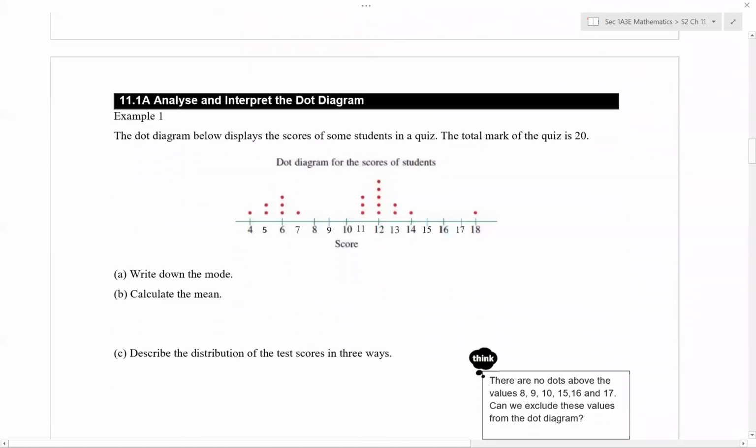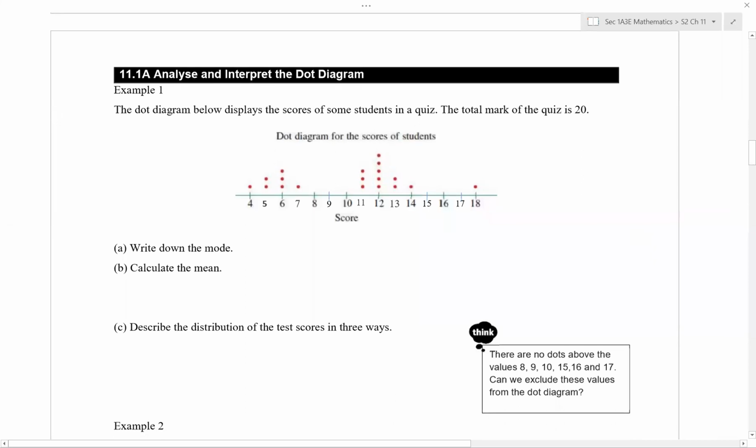So let's take a look at the next example. We have this particular dot diagram displaying the scores of some students in a quiz. And the total mark of the quiz is 20. Before we go into the questions, let's just quickly try and understand this. We have one student who scored 4 marks. We have 2 students who scored 5 marks. 3 of them scored 6, 1 of them scored 7. None of them scored 8, 9, 10.